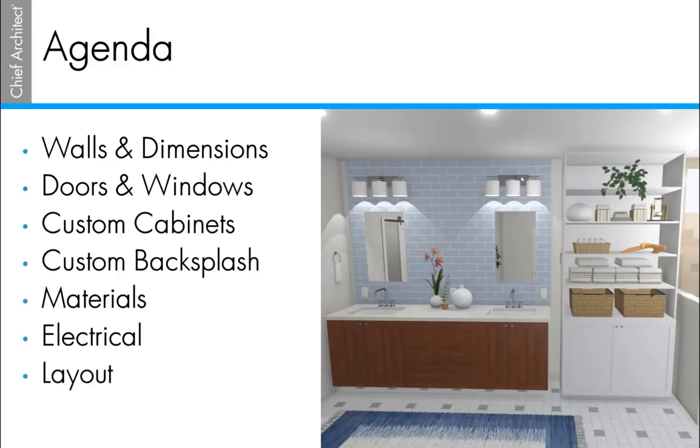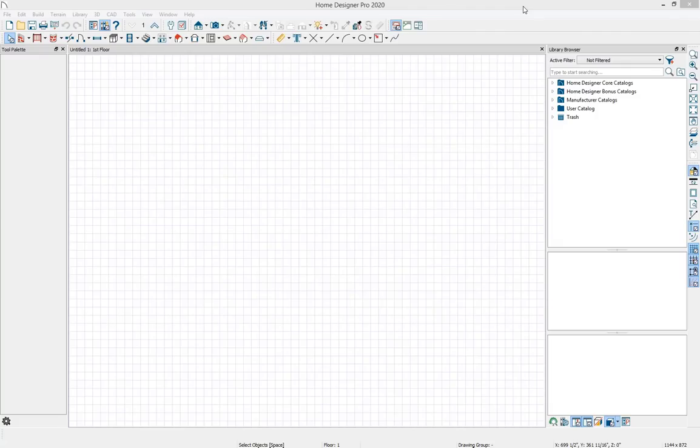In this demonstration, we're going to do walls and dimensions, doors and windows, custom cabinets, a custom backsplash, going through how to apply your materials, putting together your electrical plans, and then putting together your construction documents with the layout pages. Let's get started by opening up the Home Designer Professional software.